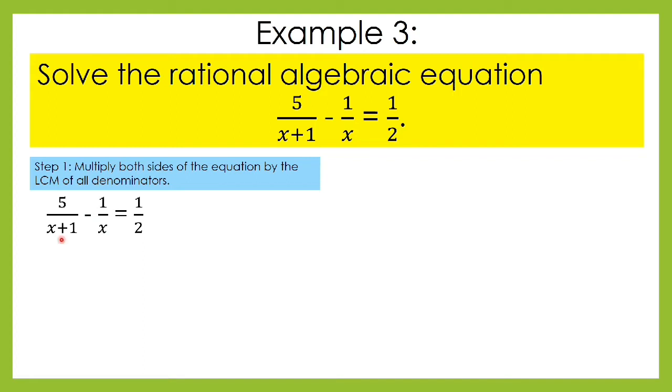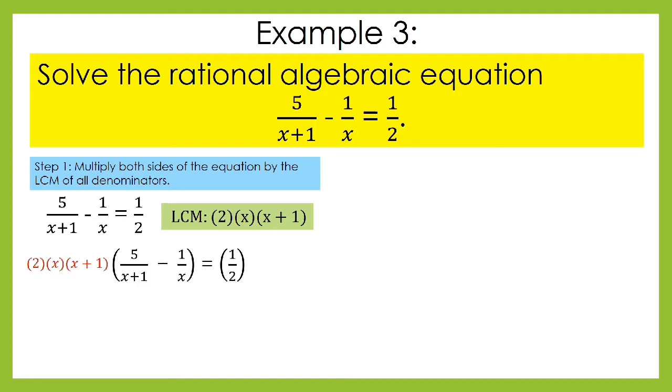Meron tayong 3 denominators: x plus 1, x, and 2. Ang LCM ng denominators natin ay 2x and x plus 1. Since wala namang common multiple, kukunin natin lahat yung tatlong denominators. We will multiply to both sides of the equation. So how did we get this? Yung ating LCM, imumultiply natin dito.